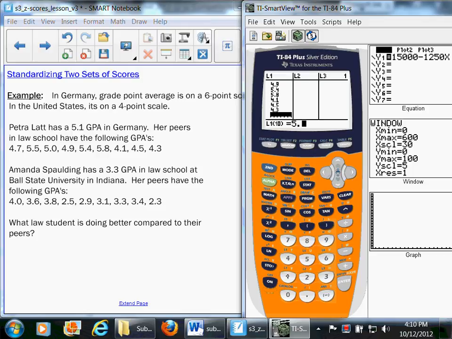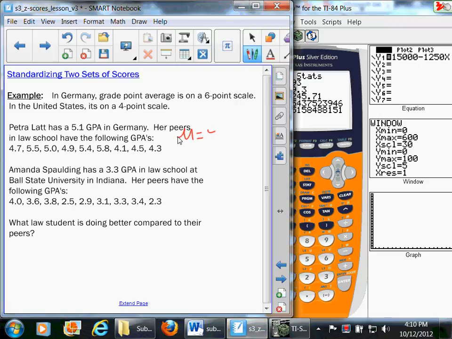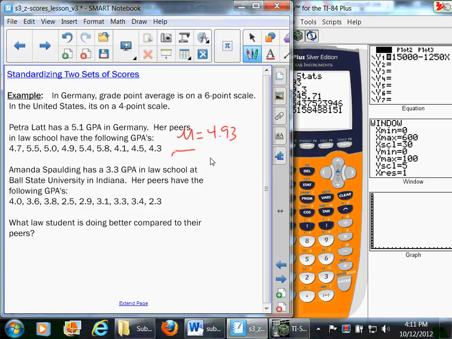So that's 5.1. And now we go back to the home screen and we go stat, calc, one variable stats, enter, and we're interested in the mean and standard deviation. Now the mean is 4.93. So that's the mean. Now what's the standard deviation? The standard deviation is 0.52 if we round to 2 decimal places. So standard deviation is 0.52.